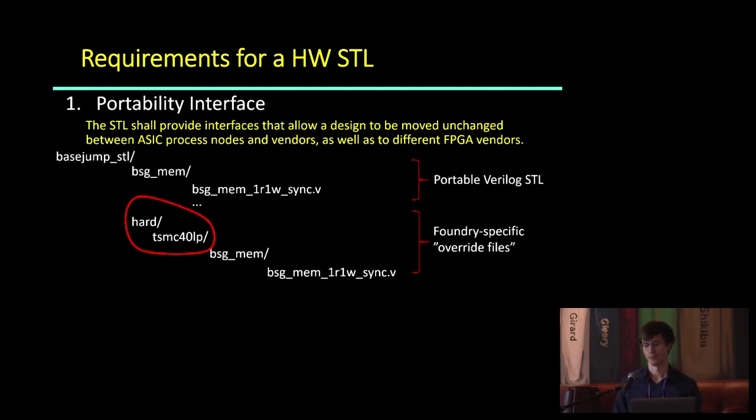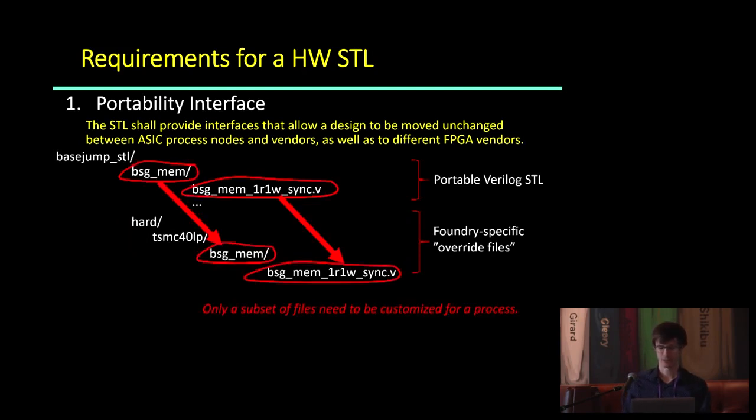Essentially, you have your portable Verilog STL, which provides a synthesizable behavioral model of your, say, memory in this case. And then you use your foundry-specific override files to wrap that in exactly what you need to feed into your memory compiler, feed into your FPGA BRAM generator, things like this. And this provides a very clean interface because you use the same interface between the soft and the hard files. And this allows you to hot swap them so that you can have the same file, not change any of your RTL, but use different backends in your build flow.